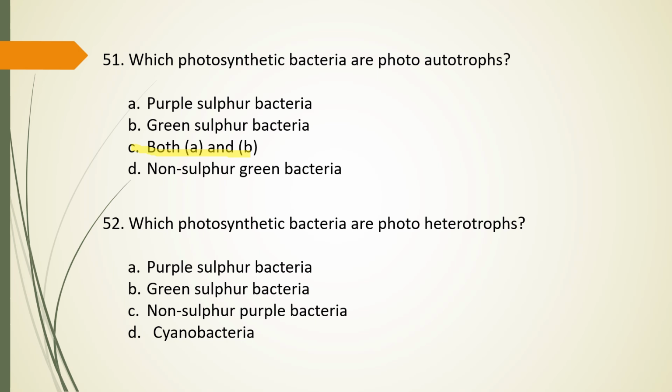Question number 52. Which photosynthetic bacteria are photoheterotrophs? Photoheterotrophs are the organisms that make use of light energy as their energy source. They also cannot use carbon dioxide as their sole carbon source. They use organic compounds from the environment. Options are option A, purple sulfur bacteria, B, green sulfur bacteria, C, non-sulfur purple bacteria and D, cyanobacteria. The correct answer is option C, non-sulfur purple bacteria.